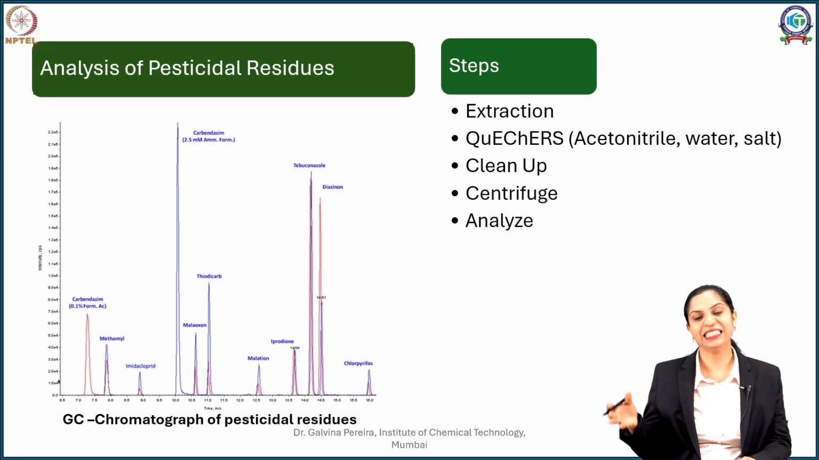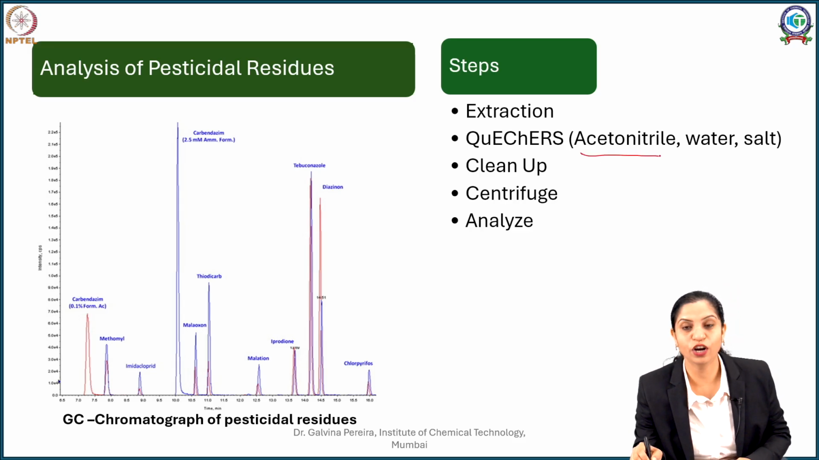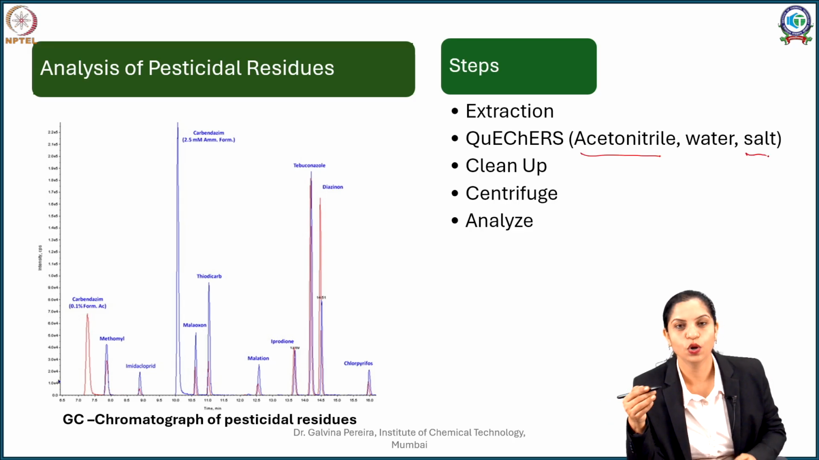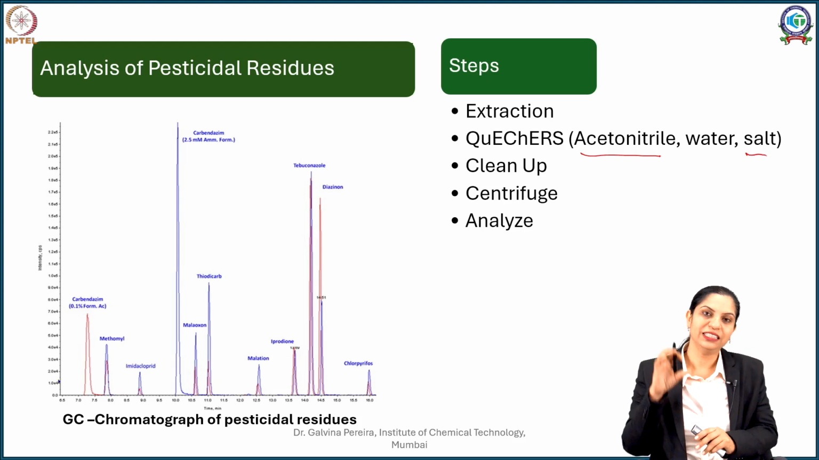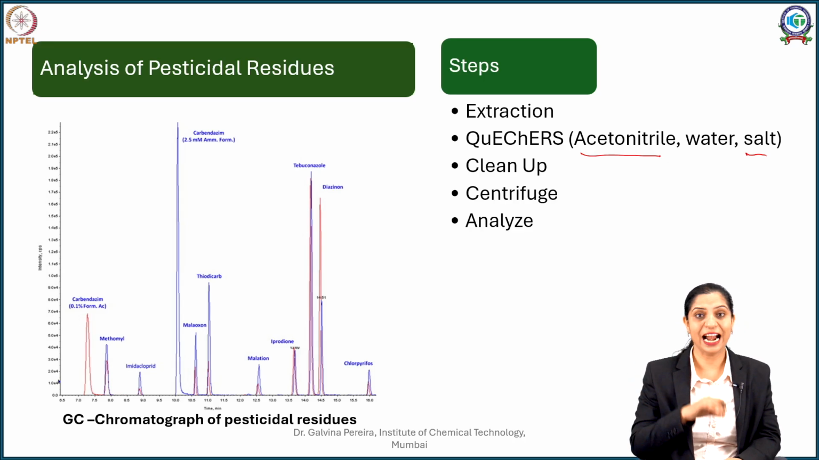We use the very same QuEChERS method, and here you do the same sample extraction. If you recollect, in the QuEChERS method, your sample was pulverized, then acetonitrile was added, then water was added, and slowly you added salt like magnesium sulfate. What happens is, the more salt you add, the acetonitrile is pushed out. This acetonitrile was taken, passed through solid phase extractors, cleaned up, centrifuged and analyzed.